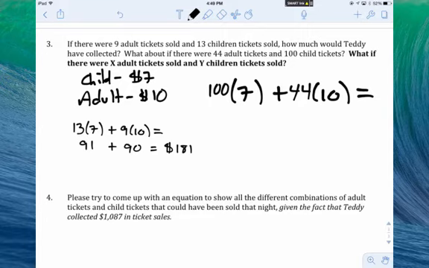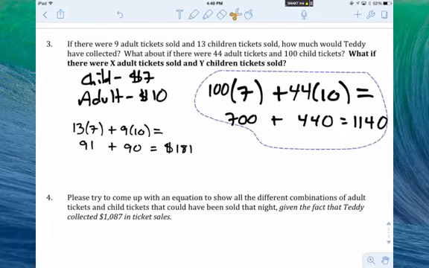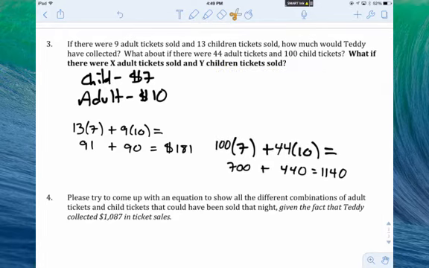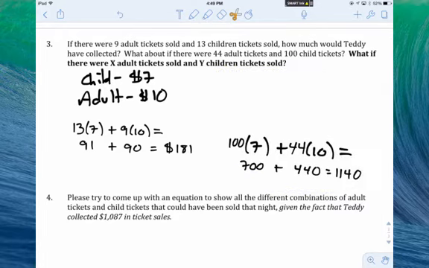Awesome. So in this case, I'd say the total ticket sales will be 100 times 7, which is 700, and 44 times 10 is 440, for a grand total of $1,140. So if we had sold 100 children's tickets and 44 adult tickets, we'd have a grand total of $1,140 worth of ticket sales. And I'm going to put this off in the corner, or just down below as well. And so hopefully we can see that.